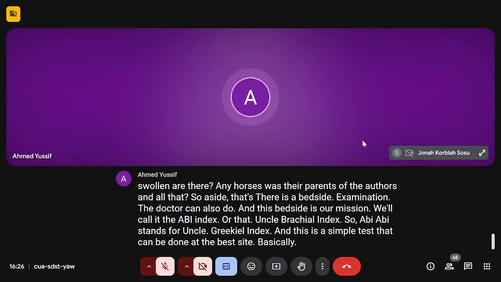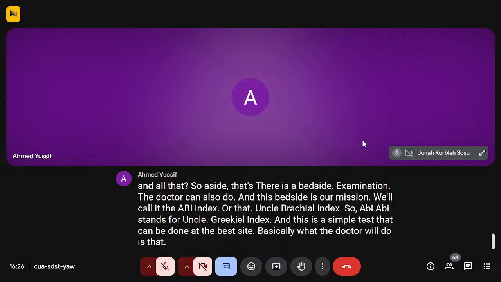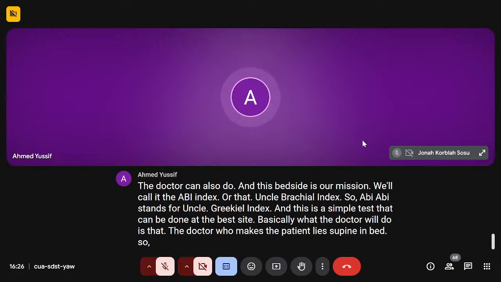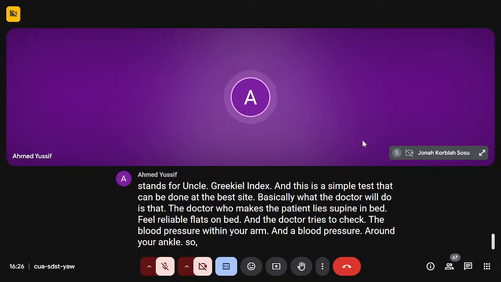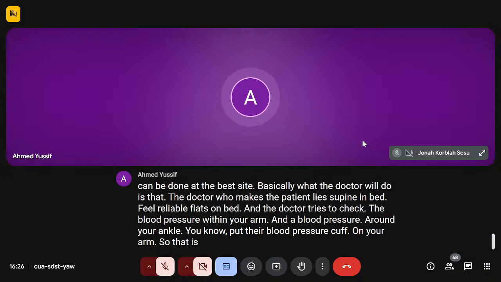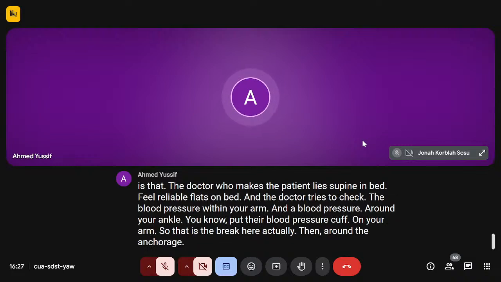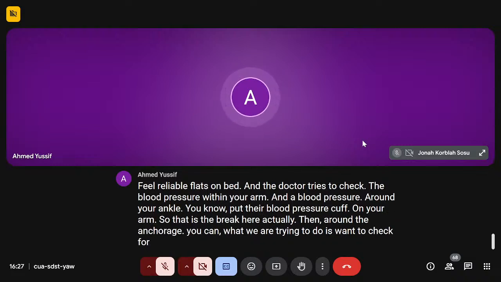Basically, the doctor will make the patient lie supine in bed. So you lie flat on the bed, and the doctor checks the blood pressure within your arm and the blood pressure around your ankle. They'll put a blood pressure cuff on your arm, so that is the brachial artery, and then around the ankle region. Basically, we want to check the blood pressure in the arm, then compare it to the leg.